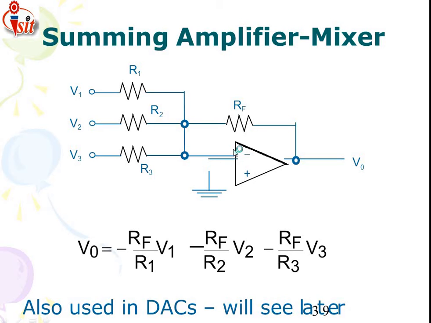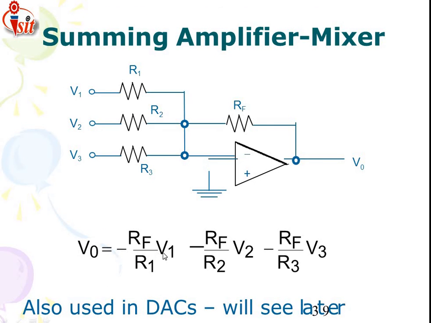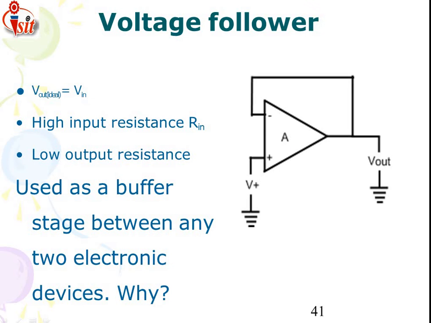Then this is a circuit diagram related to the summing amplifier, that is a mixture. For the summing amplifier, the negative terminal is included along with the input voltages V1, V2 and V3 along with the feedback resistor RF, and here we are calculating the output voltage. Thus the output voltage Vout is calculated as minus RF by R1 into V1, minus RF by R2 into V2, minus RF by R3 into V3. Also used in DACs, we will see later.